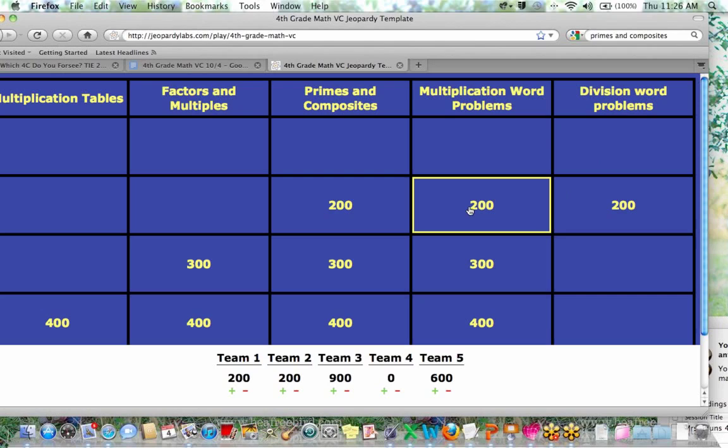Which one do you want, Ryder? We're going to let him pick. 300, I mean. Okay, and which category? You kind of cut out there at the beginning. Multiplication word problems. Okay.